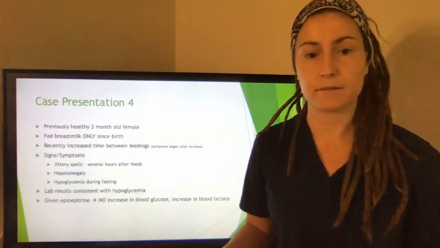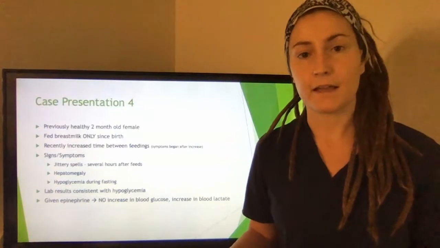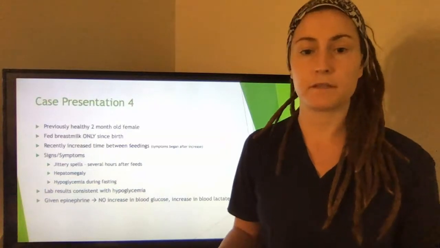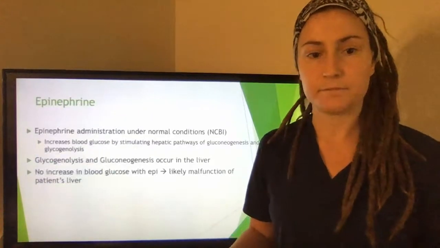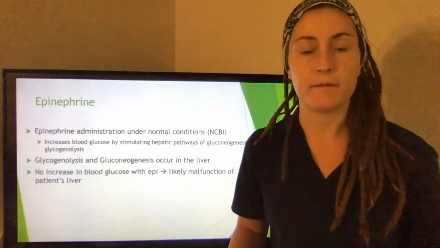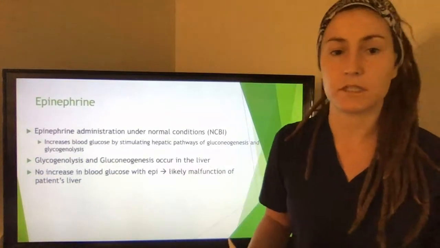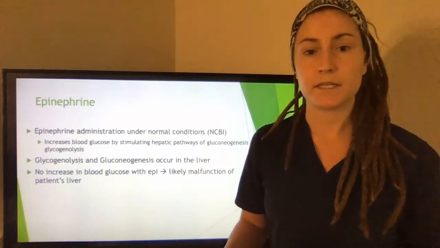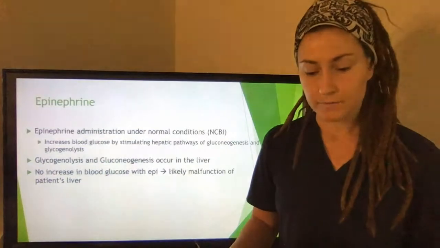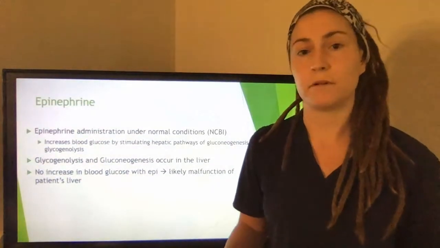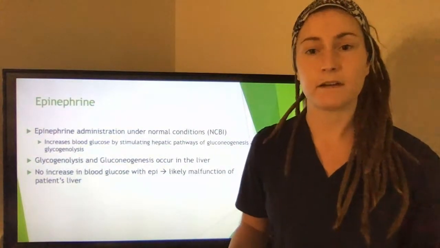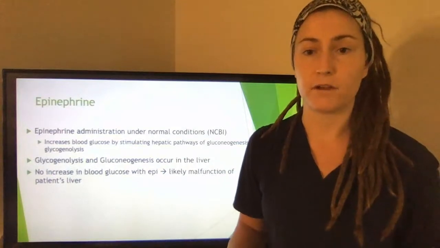They do some labs, and those labs are consistent with hypoglycemia. They give epinephrine in order to raise blood glucose levels, and the blood glucose levels do not increase, but there is an increase in blood lactate. In an article that I read from the NCBI, epinephrine administration under normal conditions increases blood glucose by stimulating hepatic pathways of gluconeogenesis and glycogenolysis. However, our patient presents with hypoglycemia despite giving epi, and since these two pathways occur in the liver, it's likely that our patient is having a malfunction in their liver.